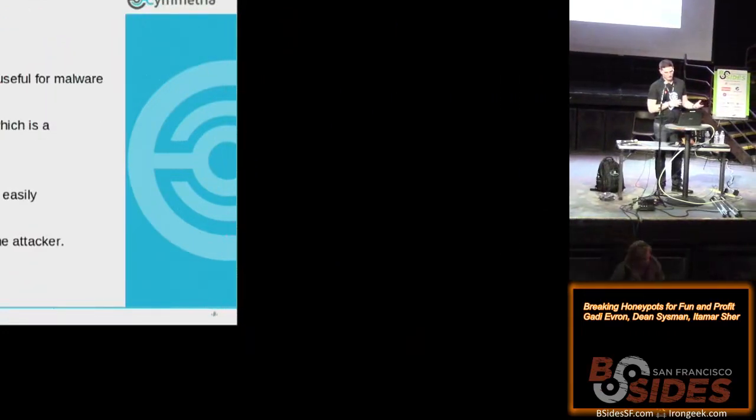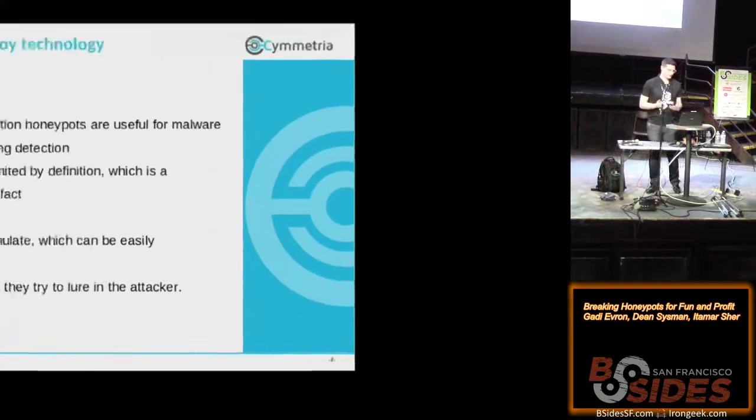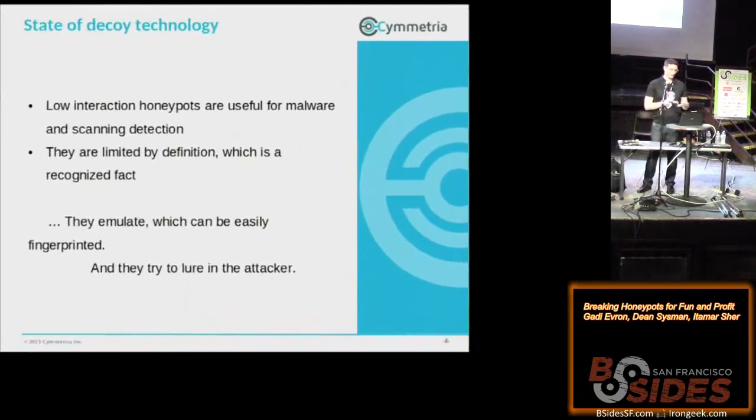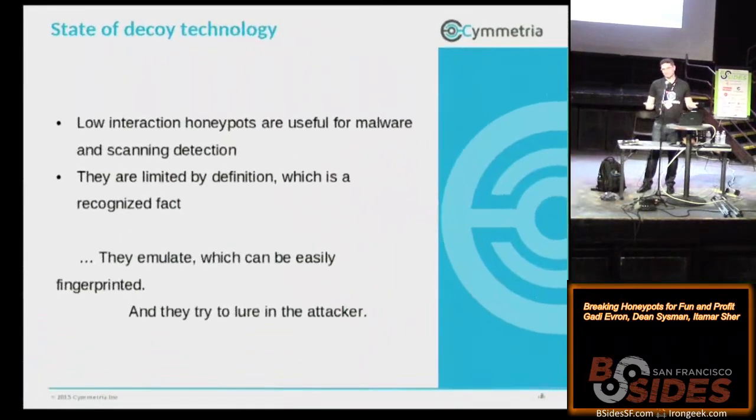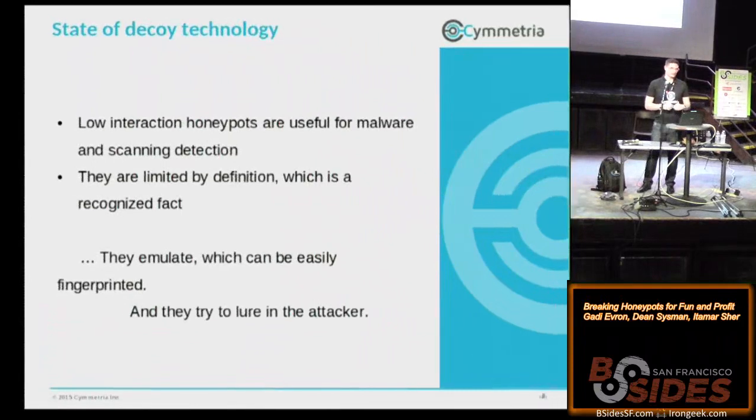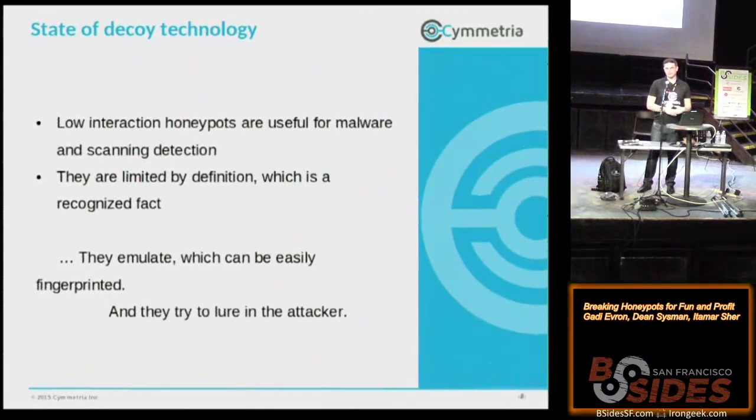Right, so let's talk a little bit about the state of decoy technology. Most of the honeypots, you guys know the most prevalent and popular projects, are what's called low interaction honeypots, which we'll go into explaining. They're mostly usable for malware and automatic exploit detection. But they are very limited, and the reason is they try to emulate a specific target. And a relatively well-informed attacker is able to realize that.